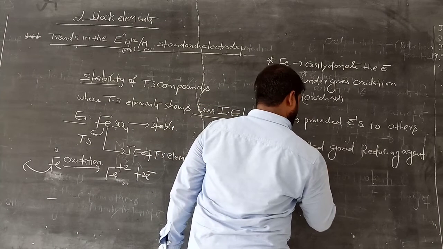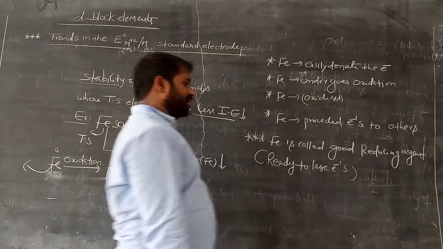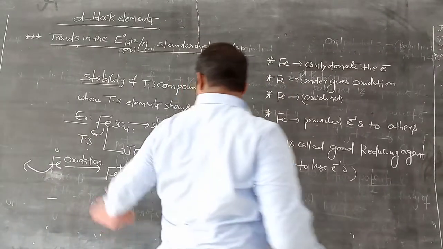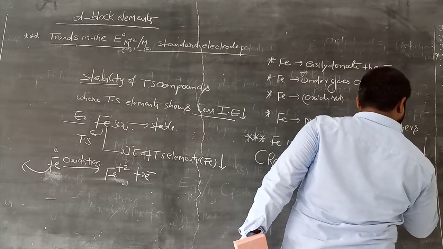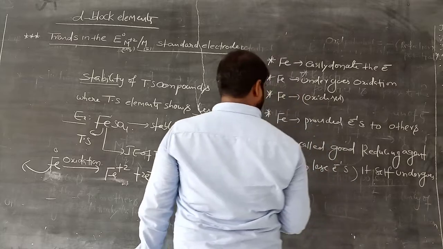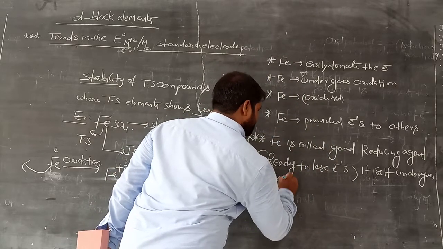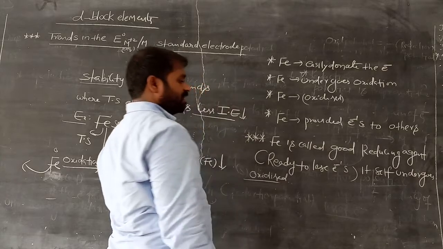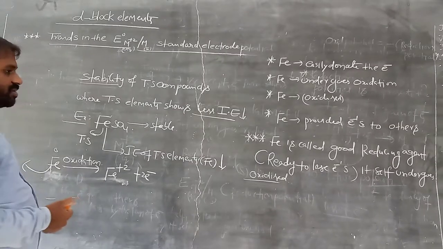Ready to lose electrons is called a good reducing agent. Itself undergoes oxidation. Clear? Ready to provide the electron. So iron is called a good reducing agent.